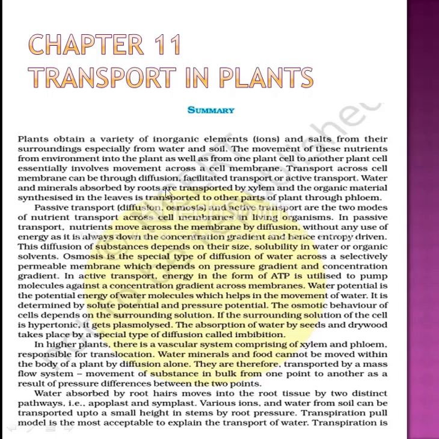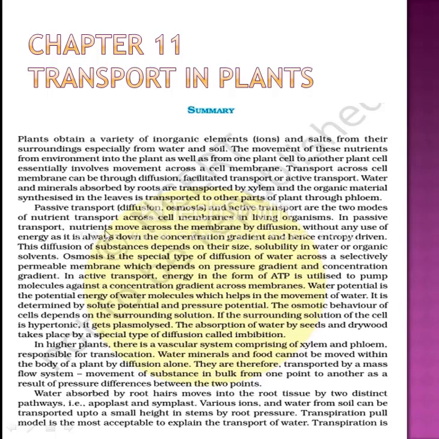Water and minerals absorbed by roots are transported by xylem, and the organic material synthesized in the leaves is transported to other parts of the plant through phloem. Passive transport, which includes diffusion and osmosis, and active transport are the two modes of nutrient transport across cell membranes in living organisms.